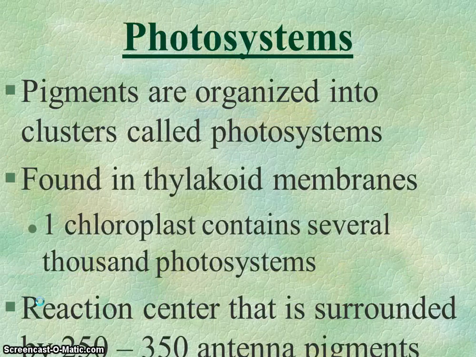Okay, so when we do talk about photosynthesis, we do talk about photosystems. A single chloroplast can contain several thousand photosystems, and a photosystem is pretty much clusters of the photosynthetic pigments that are embedded in the thylakoid. Okay, so it's very, very important. And we're going to talk about two of them. We're going to be talking about photosystem 1 and photosystem 2.